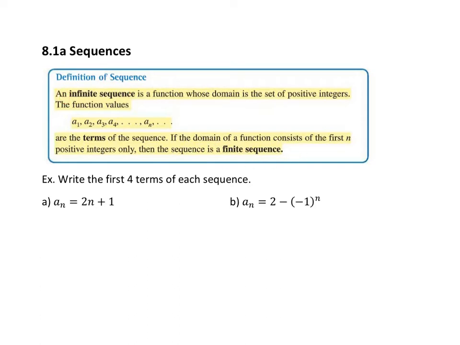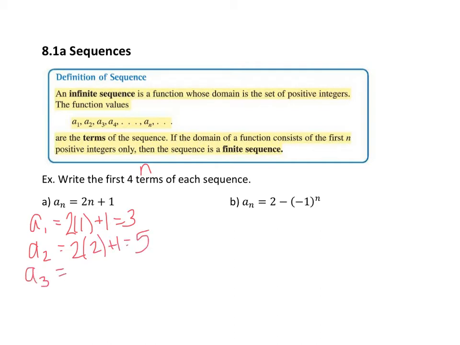All right, so let's find the first four terms of the sequence. Terms are usually n's. So if I'm looking for the first term, I'm looking for a sub 1, which is substituting a 1 in for n, which would be 2 times 1 plus 1, which is going to be 3. A sub 2, second term, 2 times 2 plus 1, 5. Third term, 2 times 3 plus 1, 7. And fourth term, 2 times 4 plus 1, 9.